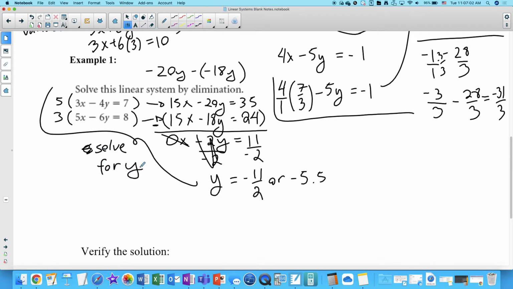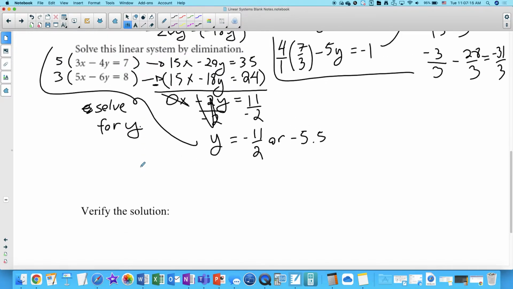Okay, if we want to solve for x, we need to eliminate y. So if we were to try this all over again, I'm going to do this here. We're going to solve for y.